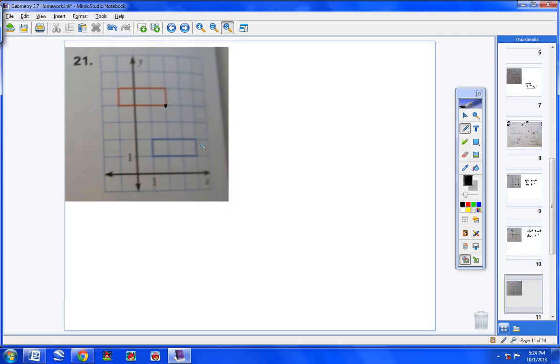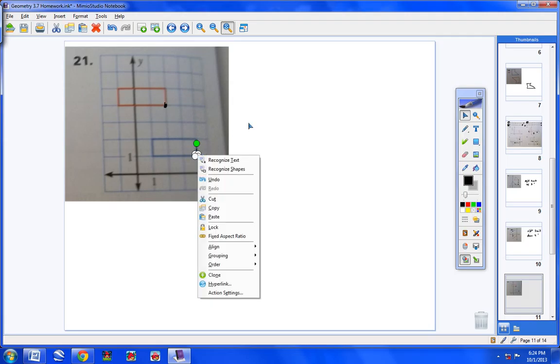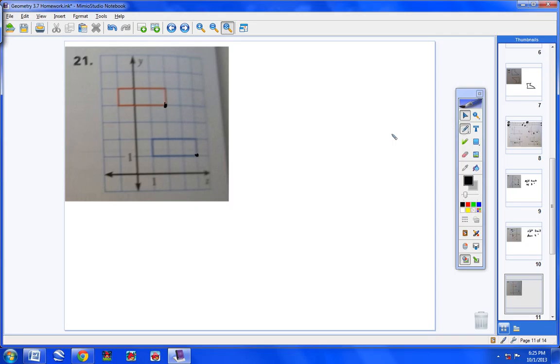Cool. Number 21. Let's compare this vertex here with this vertex here. All right, we went to the left. We start here. We went to the left 1, 2. So left 2 units. And then we went up 1, 2, 3. Up 3 units. So left 2, up 3.